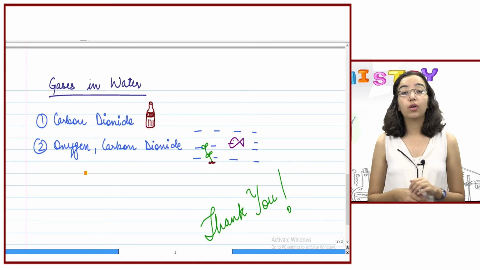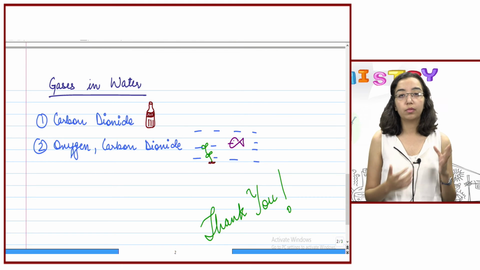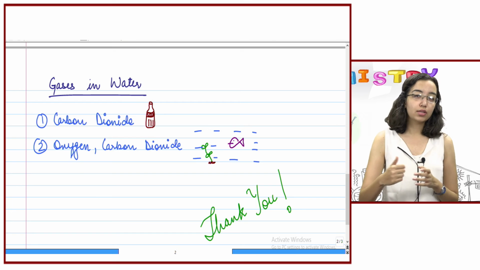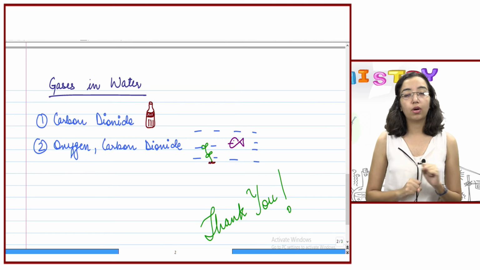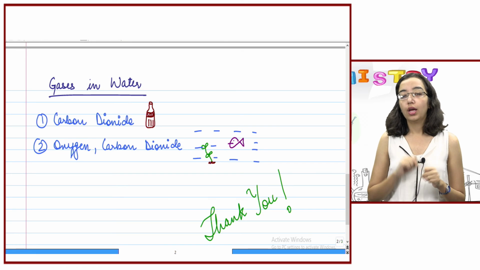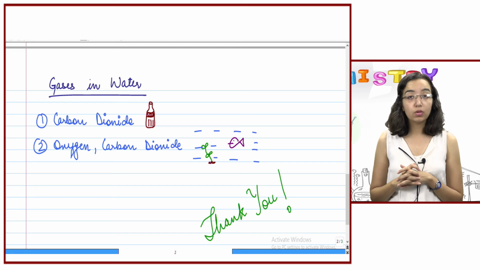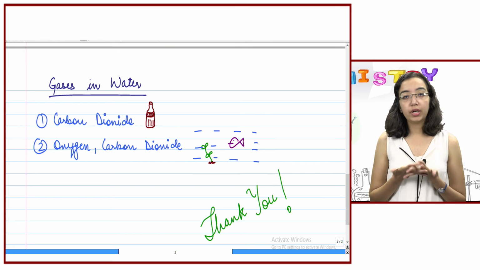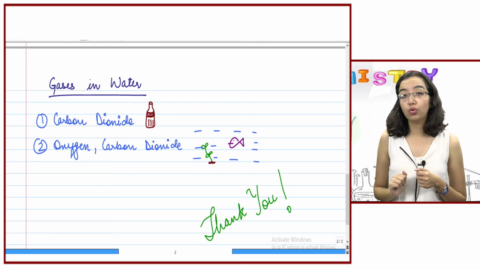Now that we have talked about dissolving a solid in liquid, and dissolving liquid in liquid, let's talk about dissolving the third type of thing, which is gases. So let's talk about gases in liquid. I'll be talking specifically about water. Gases also get dissolved in water, but you cannot see them because they are such tiny particles. But there is a way for you to understand.